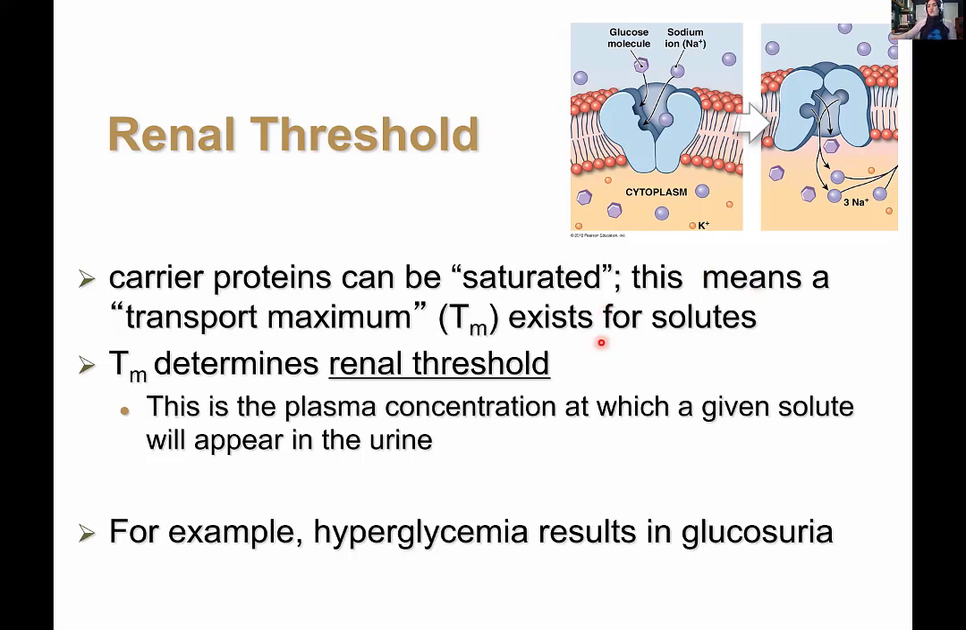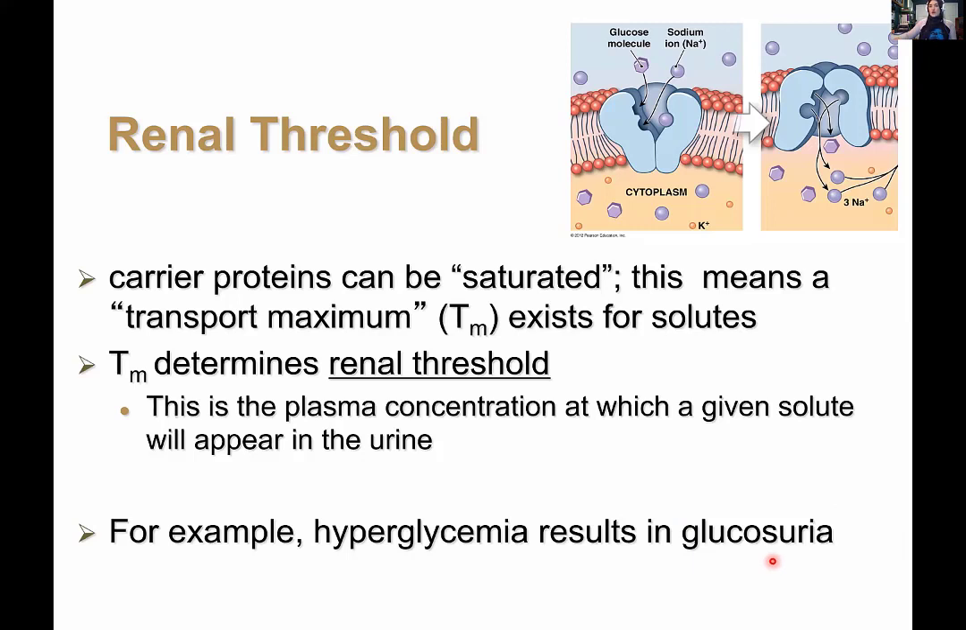So saturated just means if you took a series of snapshots of all of the transporters in the membrane, all of them would be occupied at all times. So anything above that maximum, when all the transporter spots are occupied, is going to be the plasma concentration at which solutes will appear in the urine. So I gave the example of hyperglycemia resulting in glucosuria, and this brings me to a vocabulary note.